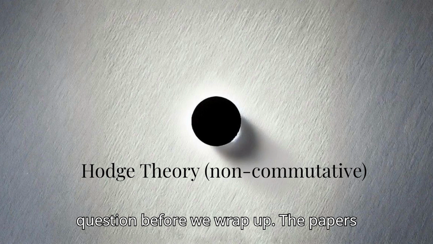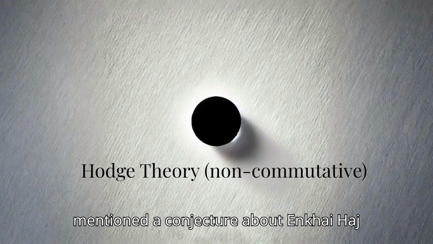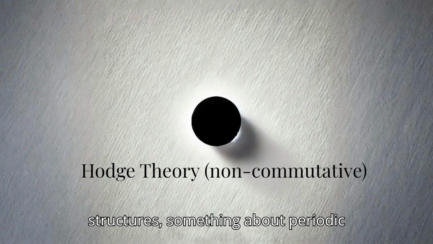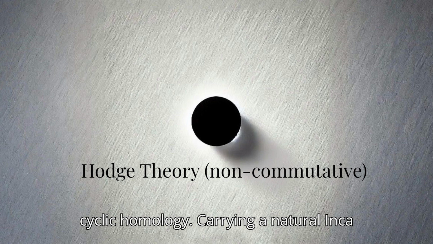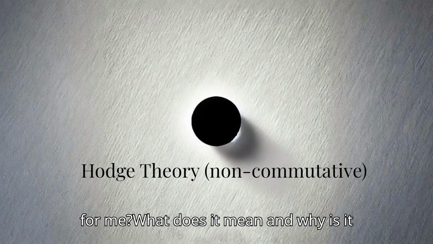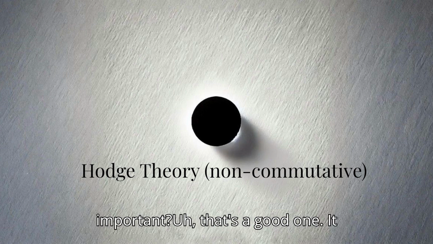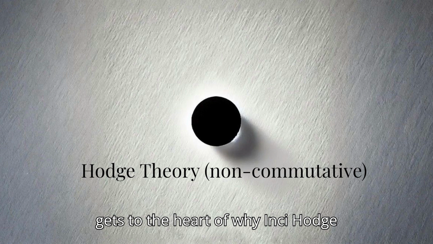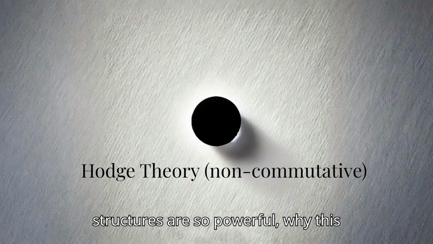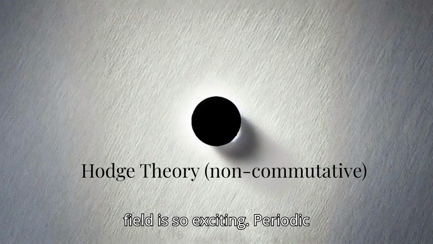Okay, last question before we wrap up. The papers mentioned a conjecture about NC-Hodge structures, something about periodic cyclic homology carrying a natural NC-Hodge structure. Can you translate that for me? What does it mean, and why is it important? That's a good one. It gets to the heart of why NC-Hodge structures are so powerful, why this field is so exciting.